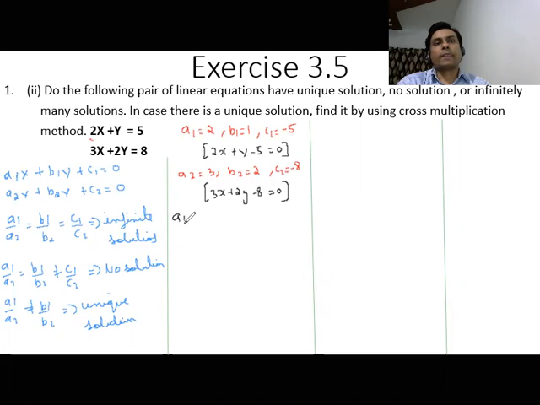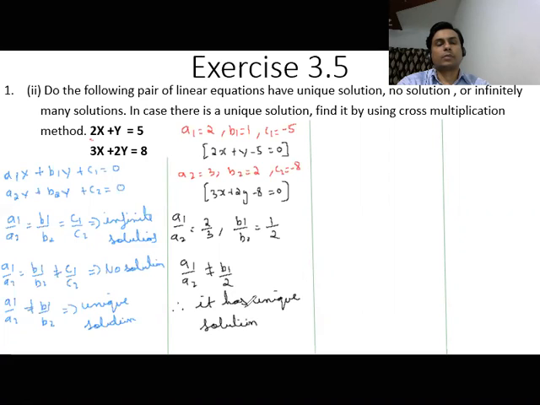So now I will check a1 by a2. What is a1 by a2? 2 by 3. b1 by b2 is 1 by 2. So a1 by a2 is not equal to b1 by b2. Since it is not equal, therefore it has a unique solution. In our list, the third condition is satisfied. It has a unique solution. Done. Now, if it has a unique solution, we know how to find x and y.